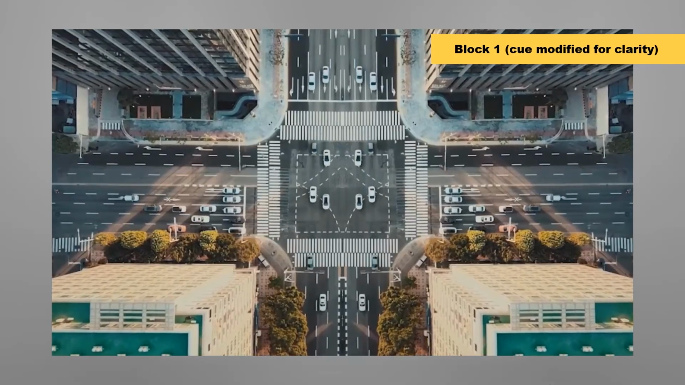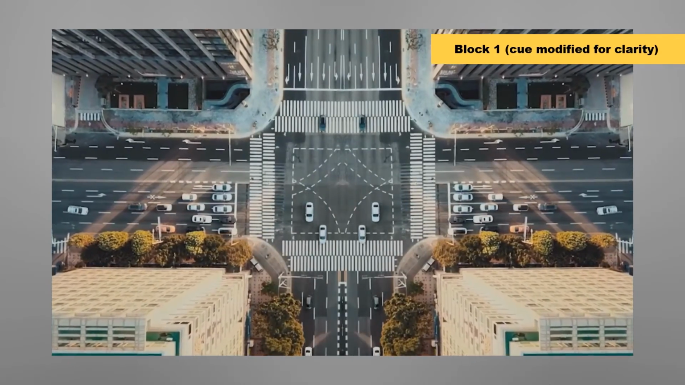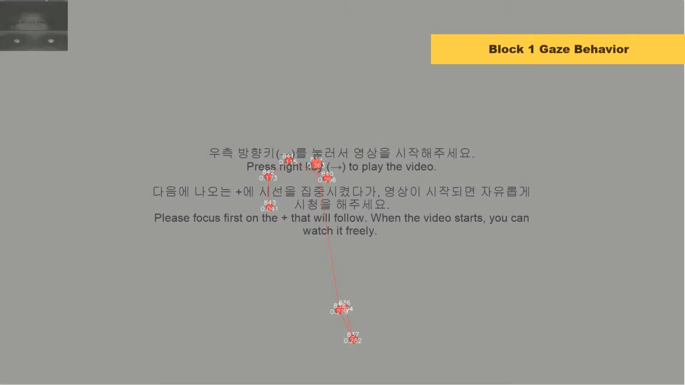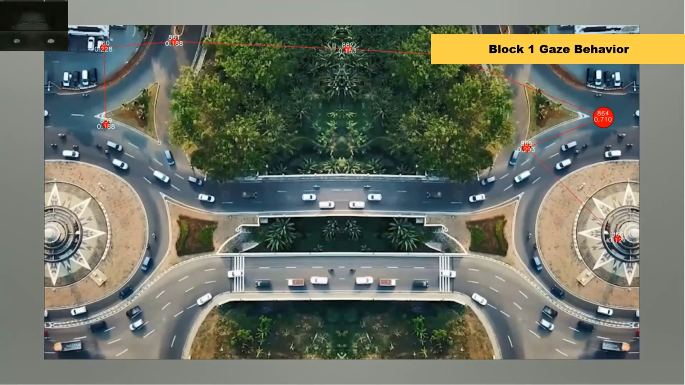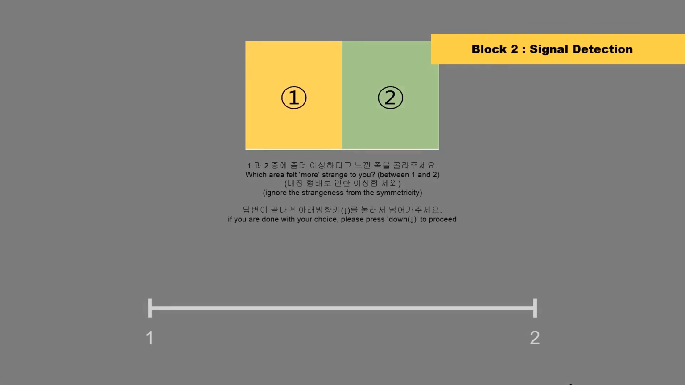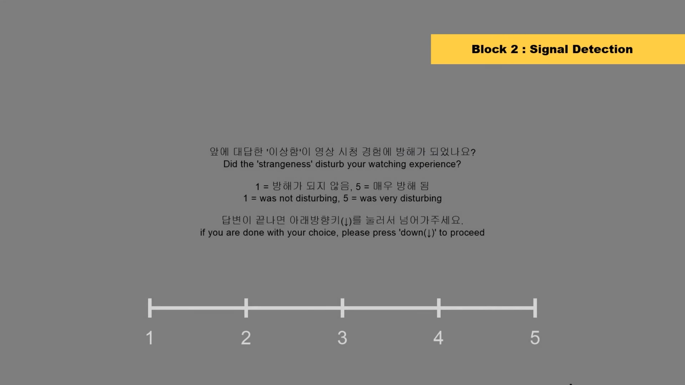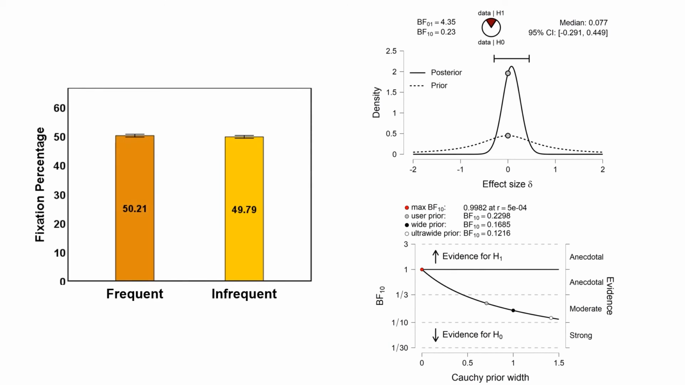25 participants were recruited for Experiment 2, and all the participants were naive to the purpose of the task. Their gaze behaviors were recorded with Gazepoint GP3 HD. In the second block, they watched the same videos and answered several questionnaires to find out if they were aware of the cues. The analysis showed no significant difference between the frequent AOI and infrequent AOI.